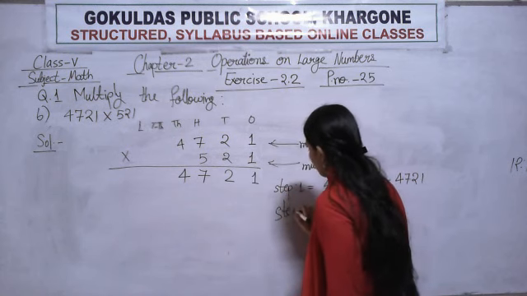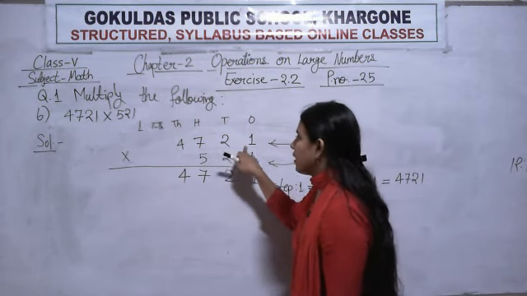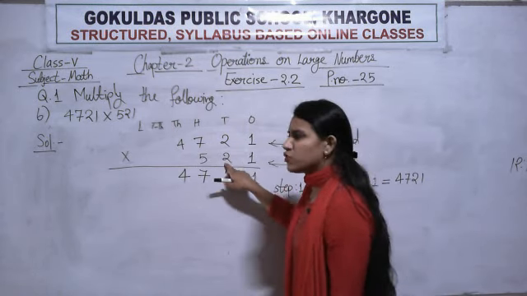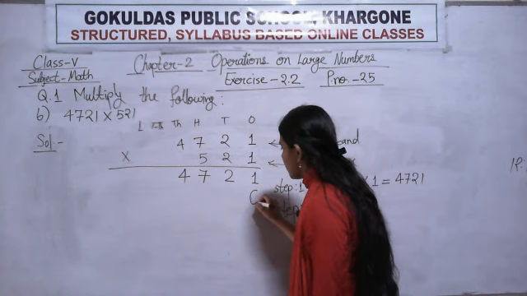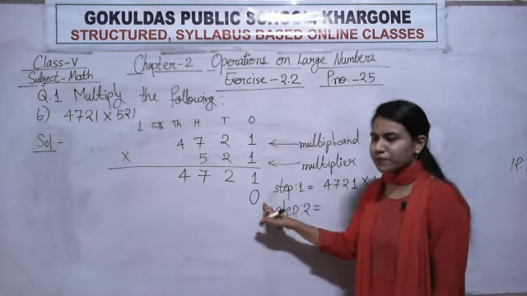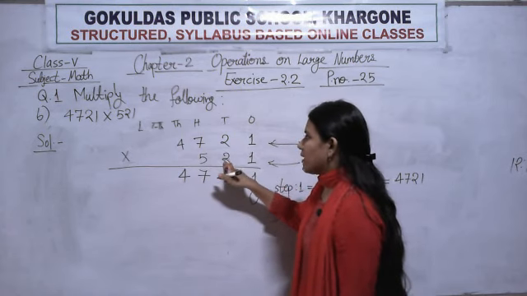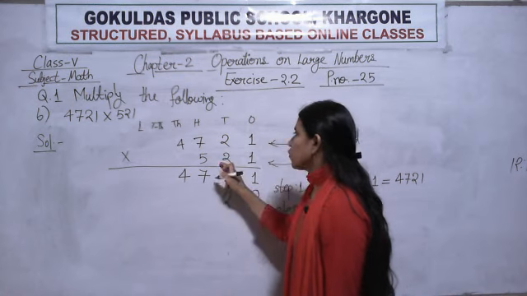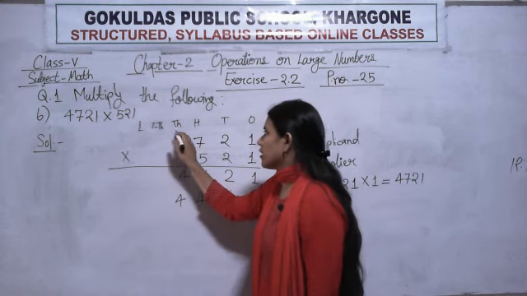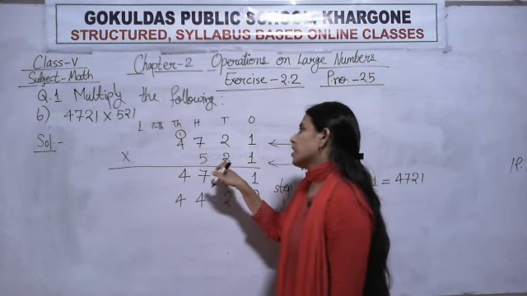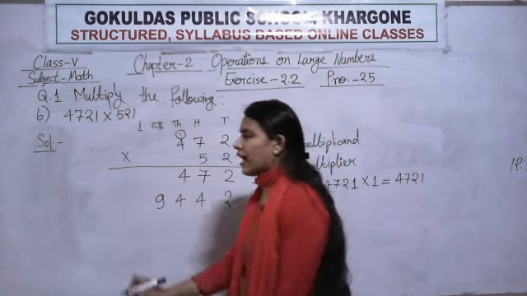Now step 2. In step 2, you will multiply this 4721 by this 2. The place of 2 is 20, so you will put a 0 below the ones column. Now start multiplying 4721 by 2. 2 ones are 2, 2 twos are 4, 2 sevens are 14. So you will write 4 over here. 1 will be regrouped with the next column. Now 2 fours are 8. 8 plus 1 is 9. So put 9 over here.